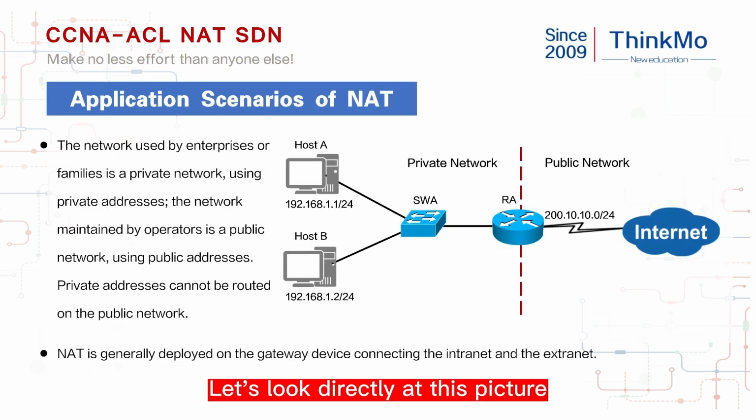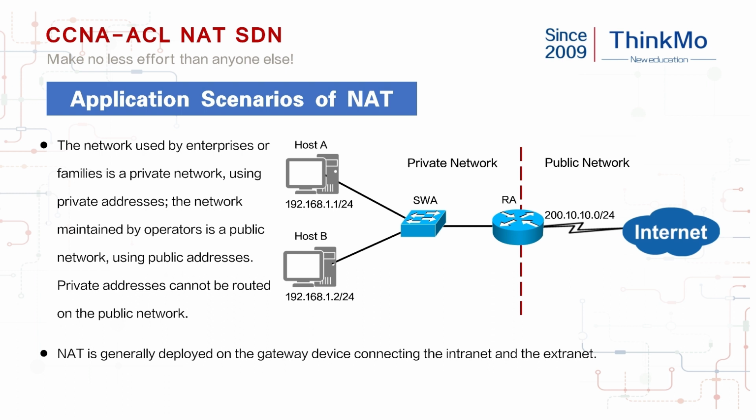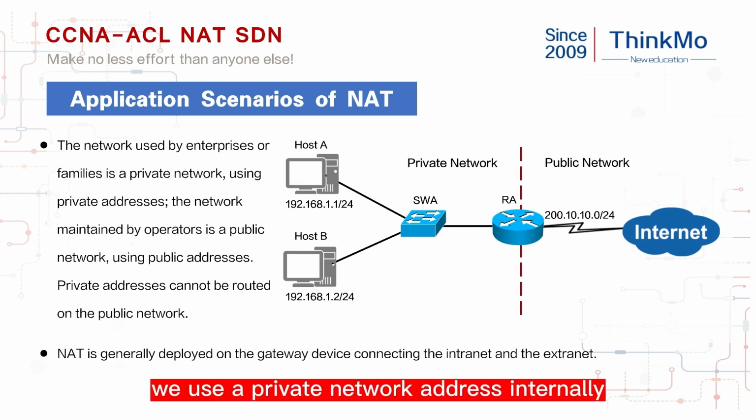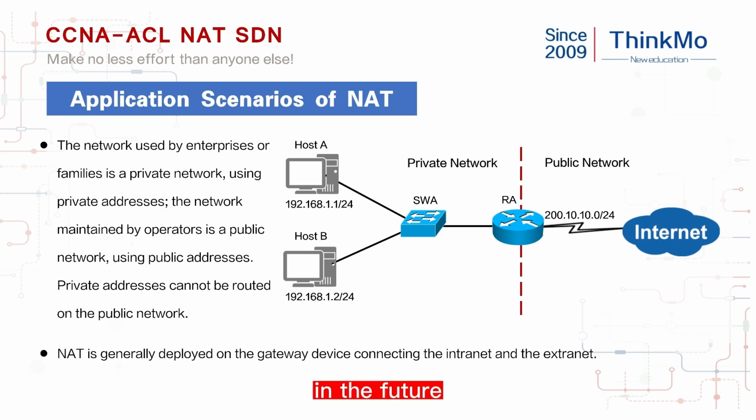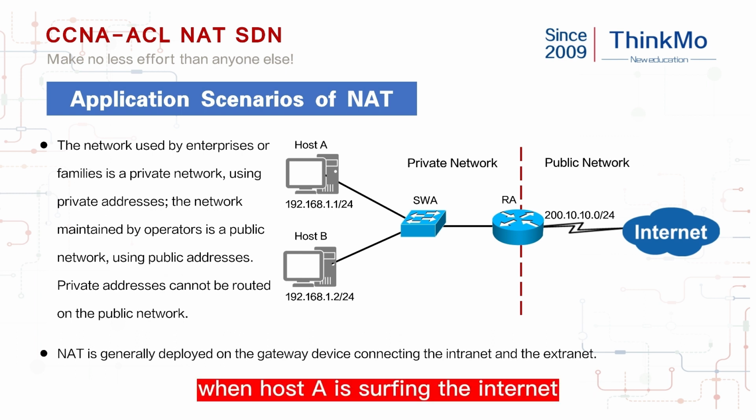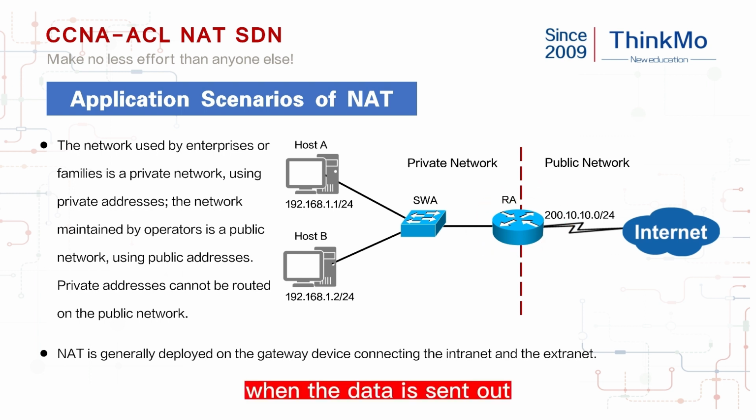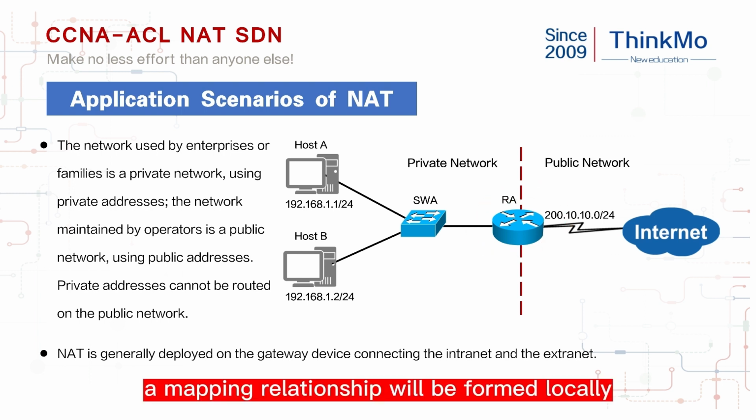Let's look directly at this picture. This is a public network. Here is a 200 network segment. This is a public address. We use private network addresses internally. In the future, when host A is surfing the internet, it would pass through such a device here. When the data is sent out, a mapping relationship will be formed locally.